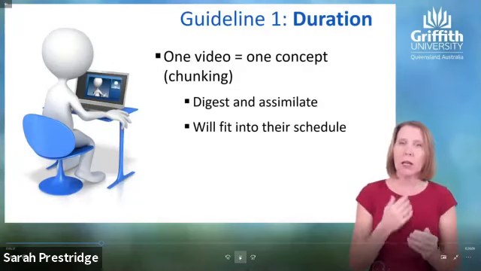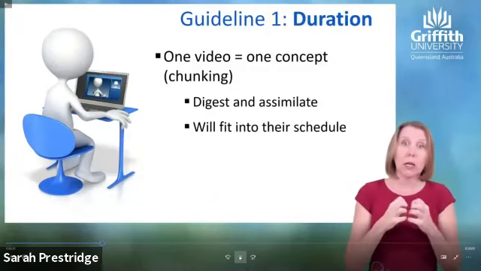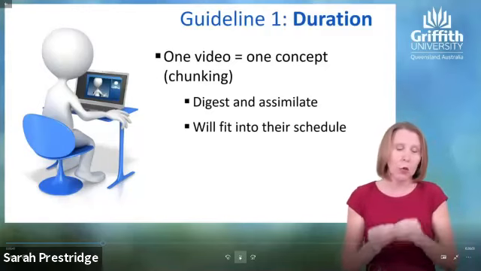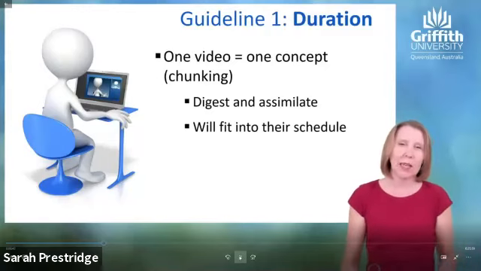So that chunking is one way of getting students to commit their time because they're not committing a lot. And then they build trust with you that your videos are worth watching. And so they keep clicking.